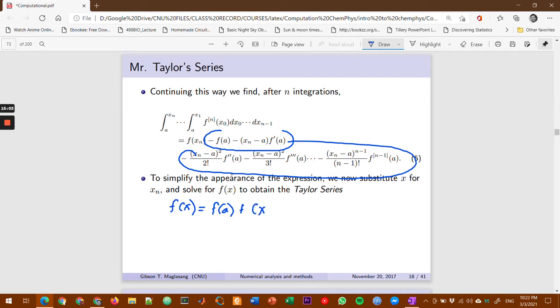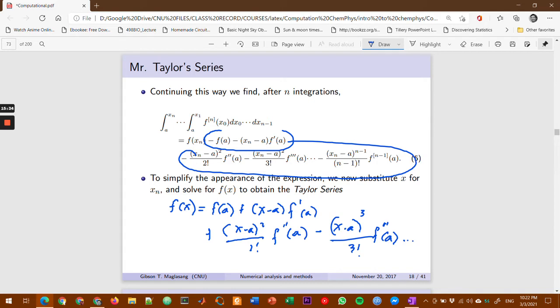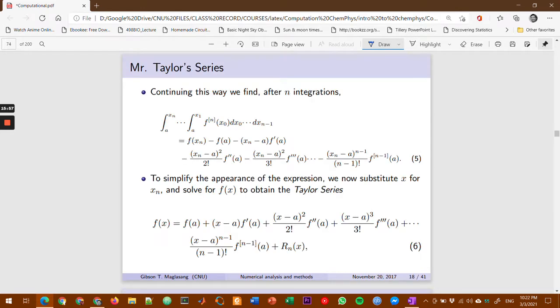F of a plus x minus a f prime of a plus x minus a squared over 2 factorial f double prime of a, which is the second derivative, minus x minus a cubed over 3 factorial f triple prime, and so on. Okay. So you moved it to the other side, and everything is plus that whole thing, right? I hope you followed. So this is equation 6.